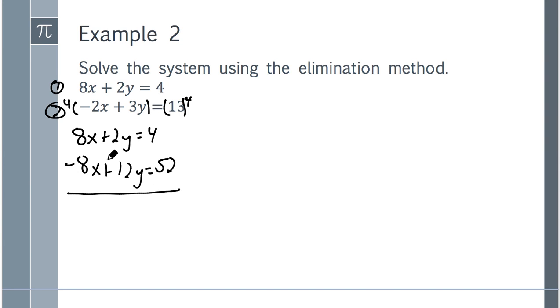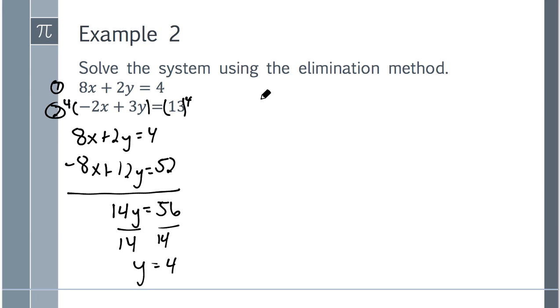Then you add the equations. So you're going to add like terms. Notice 8x minus 8x, those go to 0. That eliminates, that's why we did that. And the y's become 14y equals 56. Divide both sides by 14, and you have y equals 4.